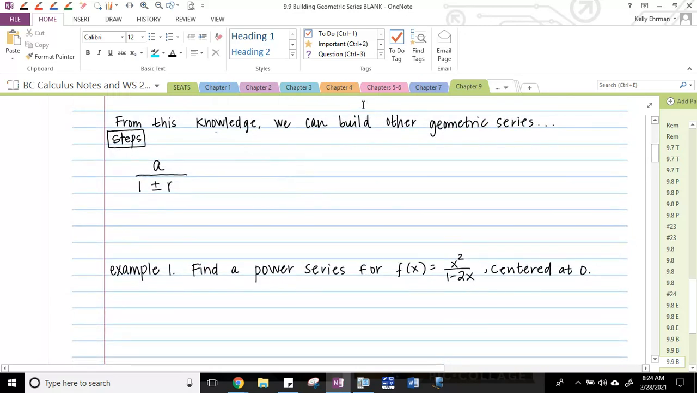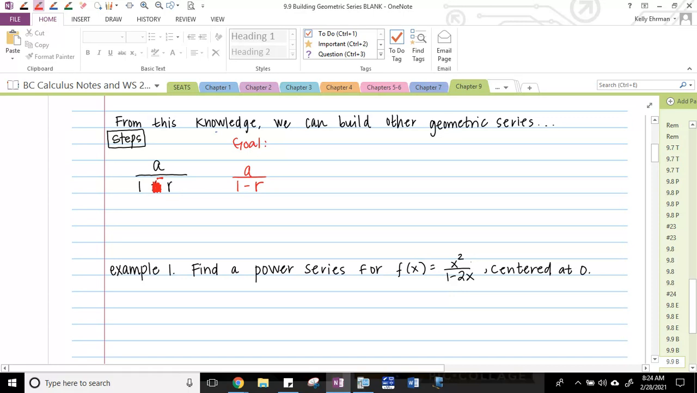Okay. How do we build other geometric series? I want to make one adjustment here. I don't want this to say plus or minus r, so scratch that out, please. We'll just make it minus r, or if you want to rewrite it, a over 1 minus r. This is the form, this is like our goal. We're trying to get whatever function we're given.